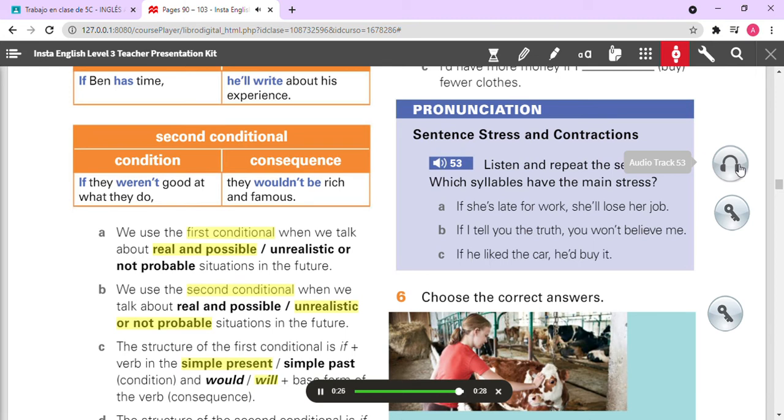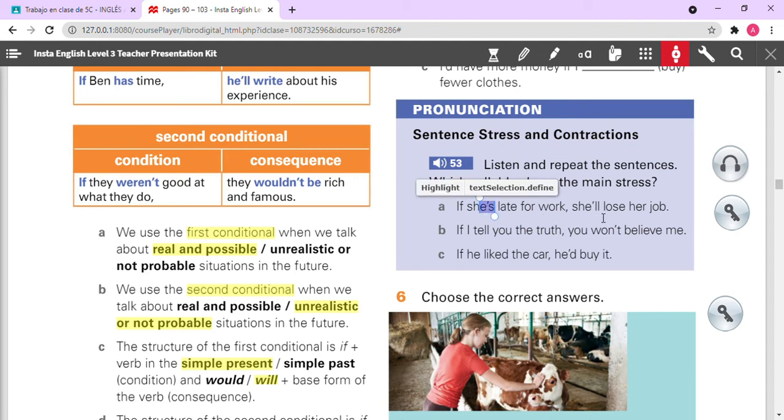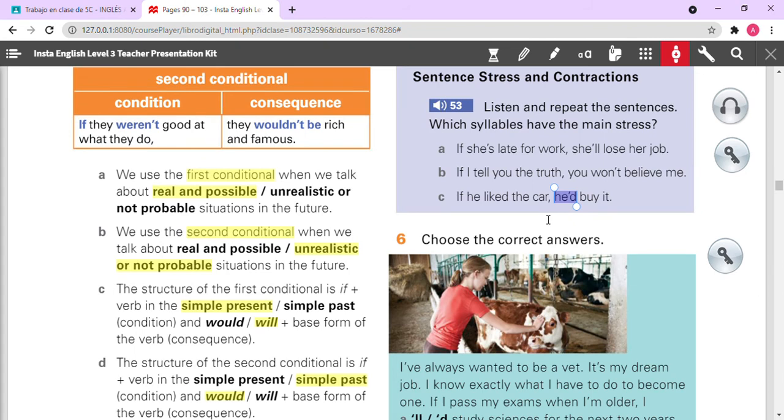The idea in this case is to practice the pronunciation, sentence stress and contraction. Hey, mister, what is sentence stress? The intonation. Okay, the intonation. Here is a contraction. Here is another contraction. Here is another contraction. And here's another contraction. Okay. Practice. You can play it many times.